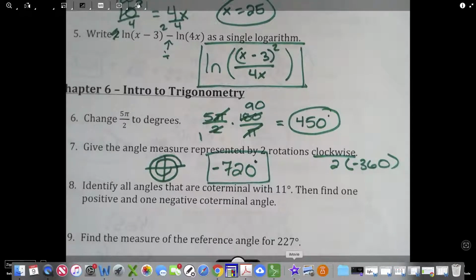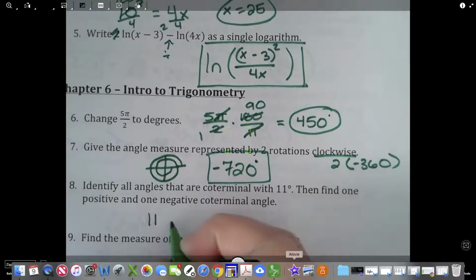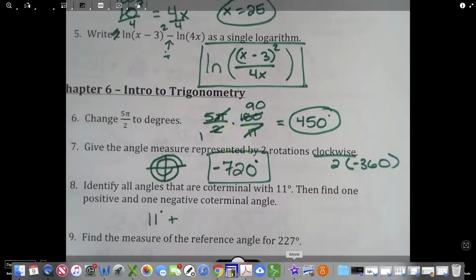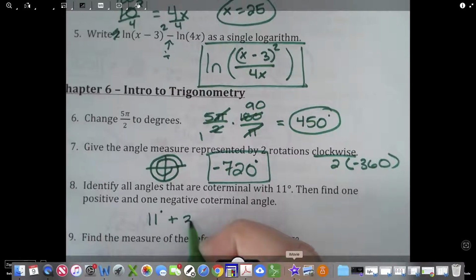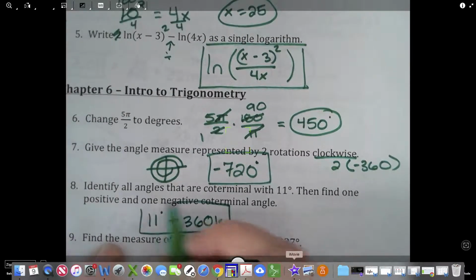Yeah, the K thing. So I'm going to start with 11 degrees, and then I plus 360K. Now, do I have to put minus? No, if we consider K to be an integer. So if K is a negative number, that would be like minus 360, right? So that represents every single one of them, and then they want one positive and one negative, right?